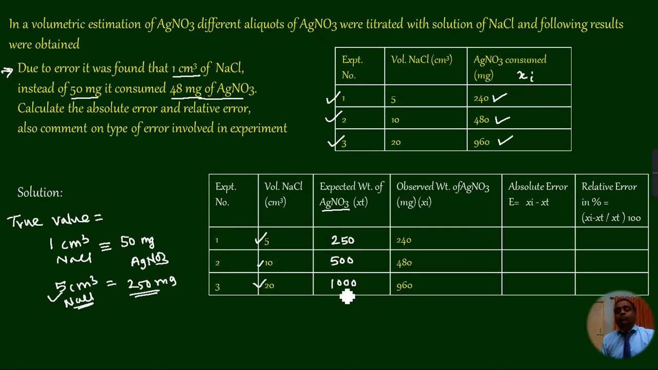Right, so these are true values, that is expected values. Now we have to find out the absolute error from this data. These are all observed values, as I said, xi. So we need to subtract them, and you will get the values. The absolute error here is -10.